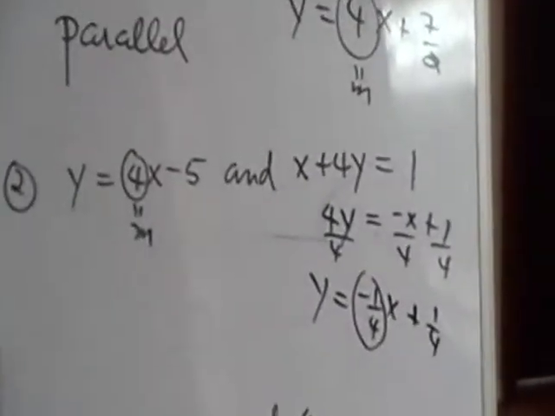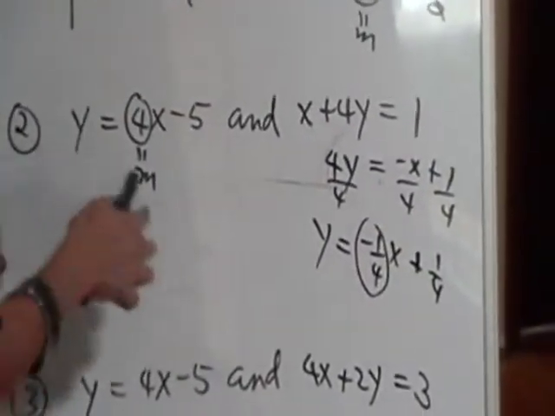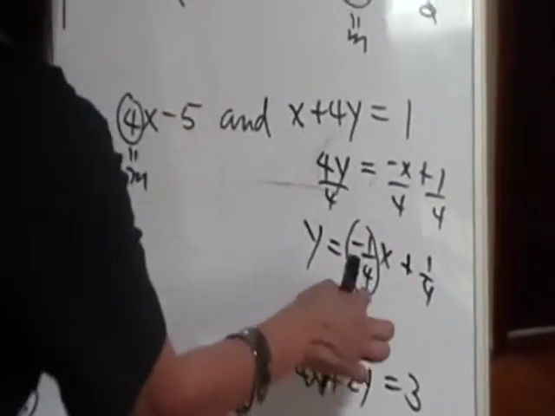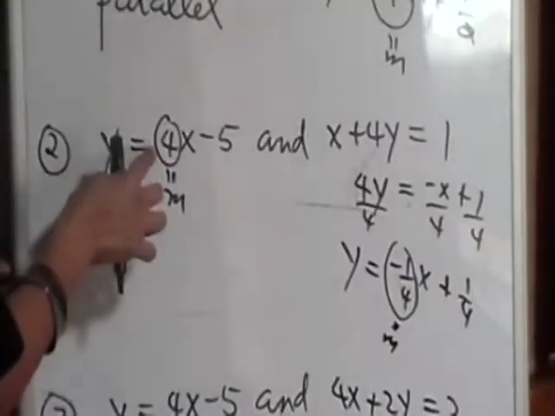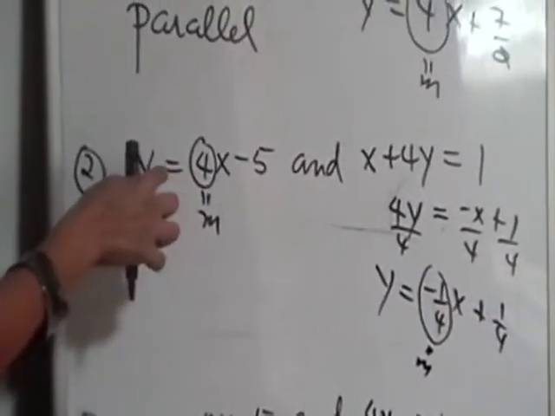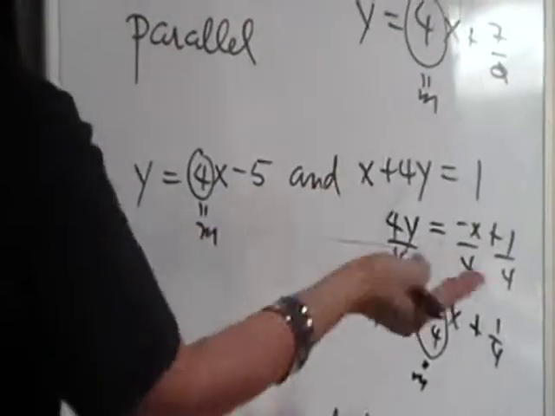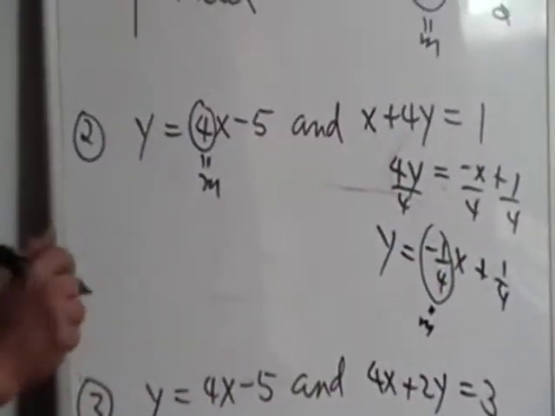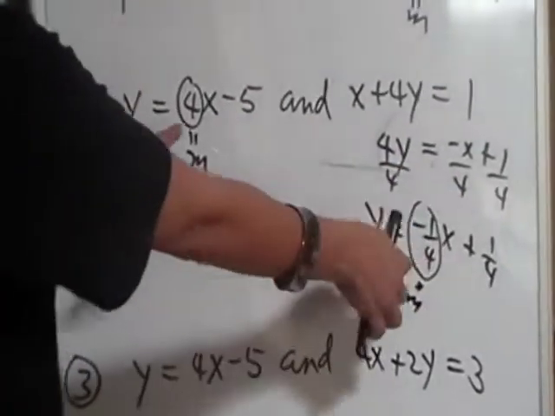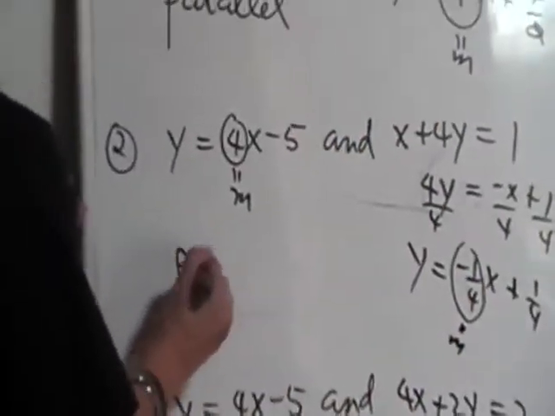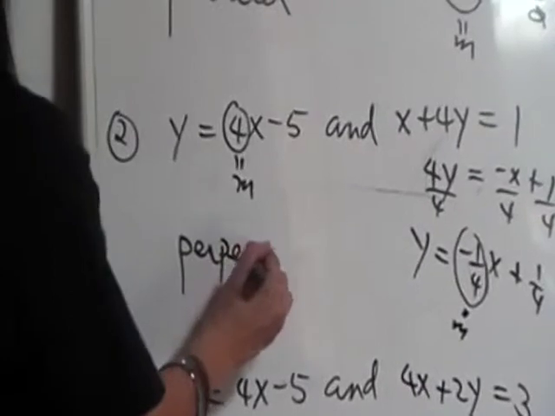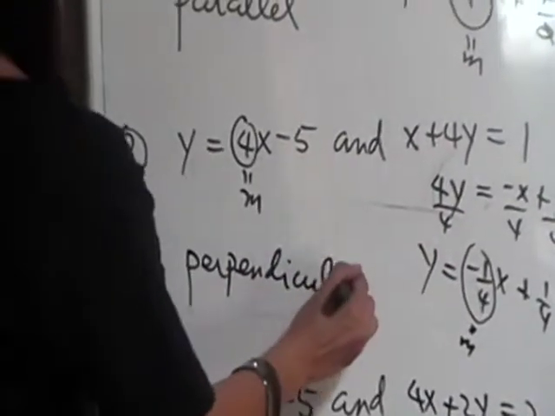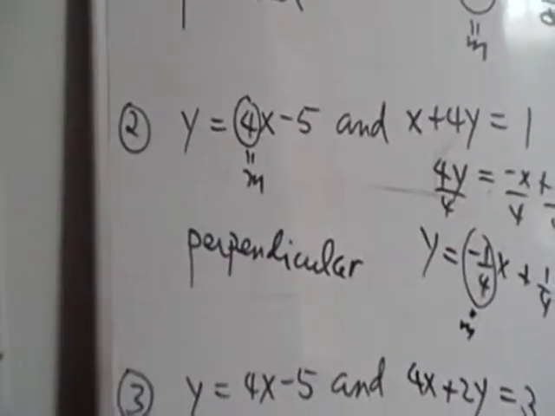We want the coefficient of x. That's -1/4. Now we see that this -1/4 is the opposite of the reciprocal of 4, okay? Or vice versa, 4 is the opposite of the reciprocal of -1/4. Since they're opposite reciprocals of each other, then this example is an example of perpendicular lines, okay?